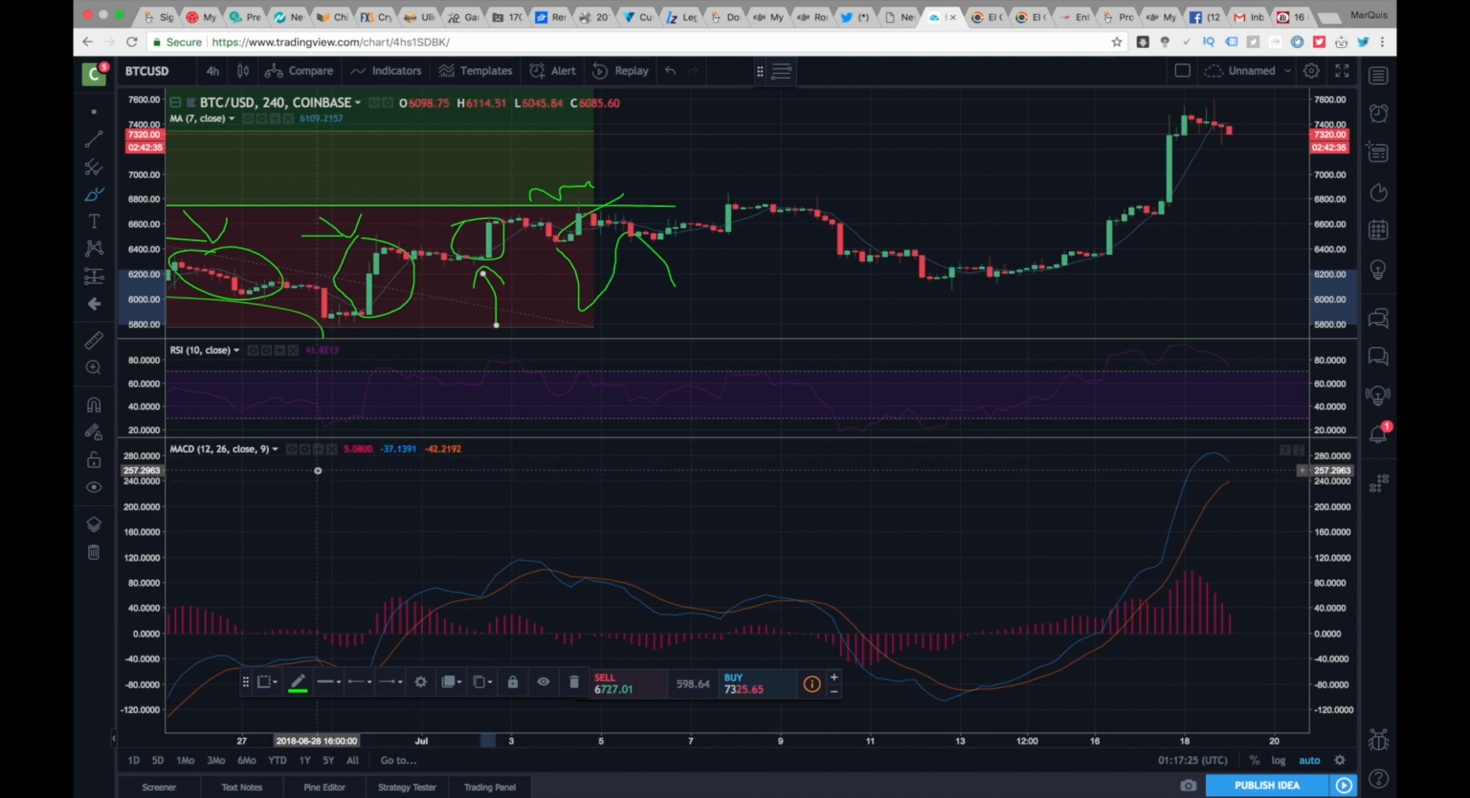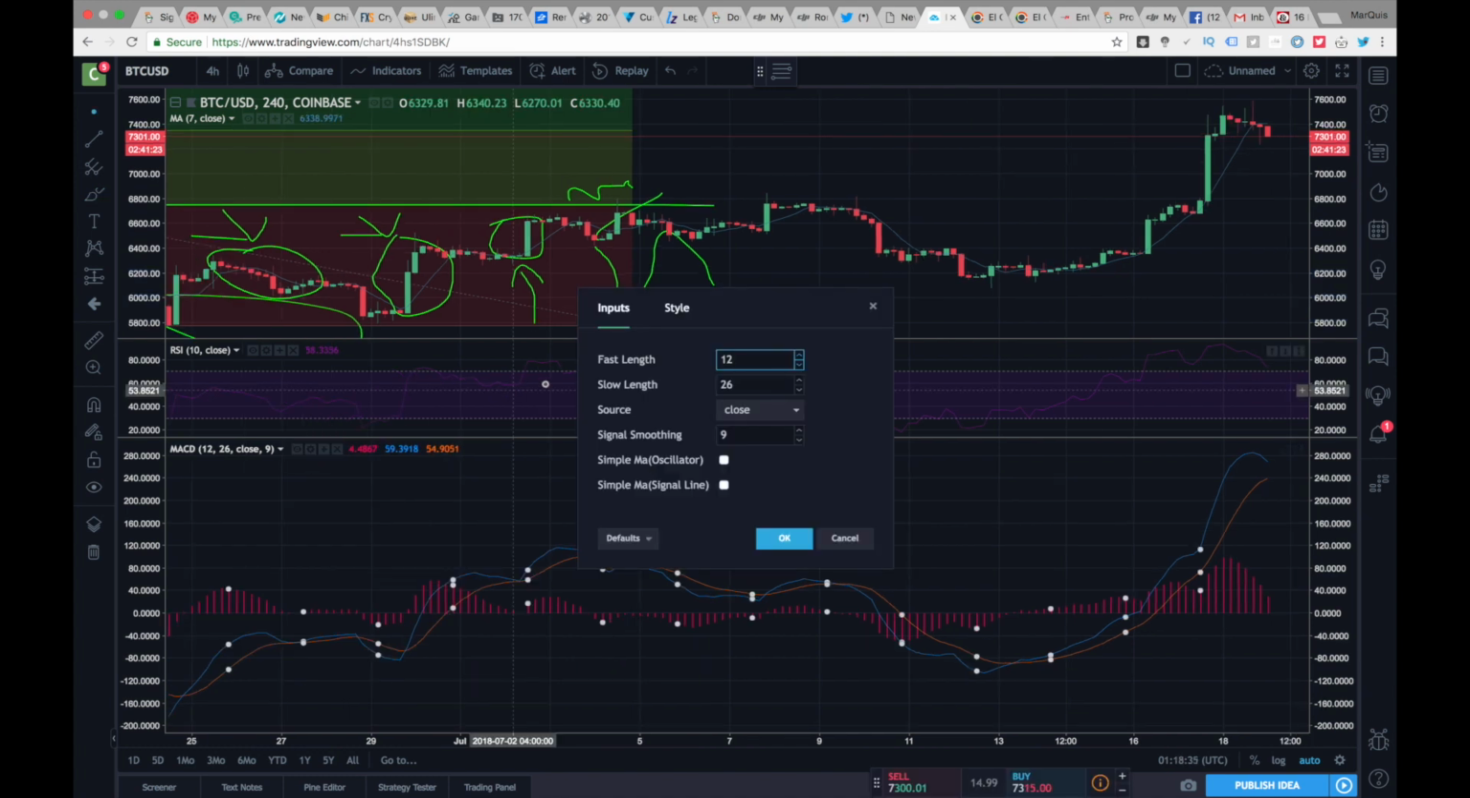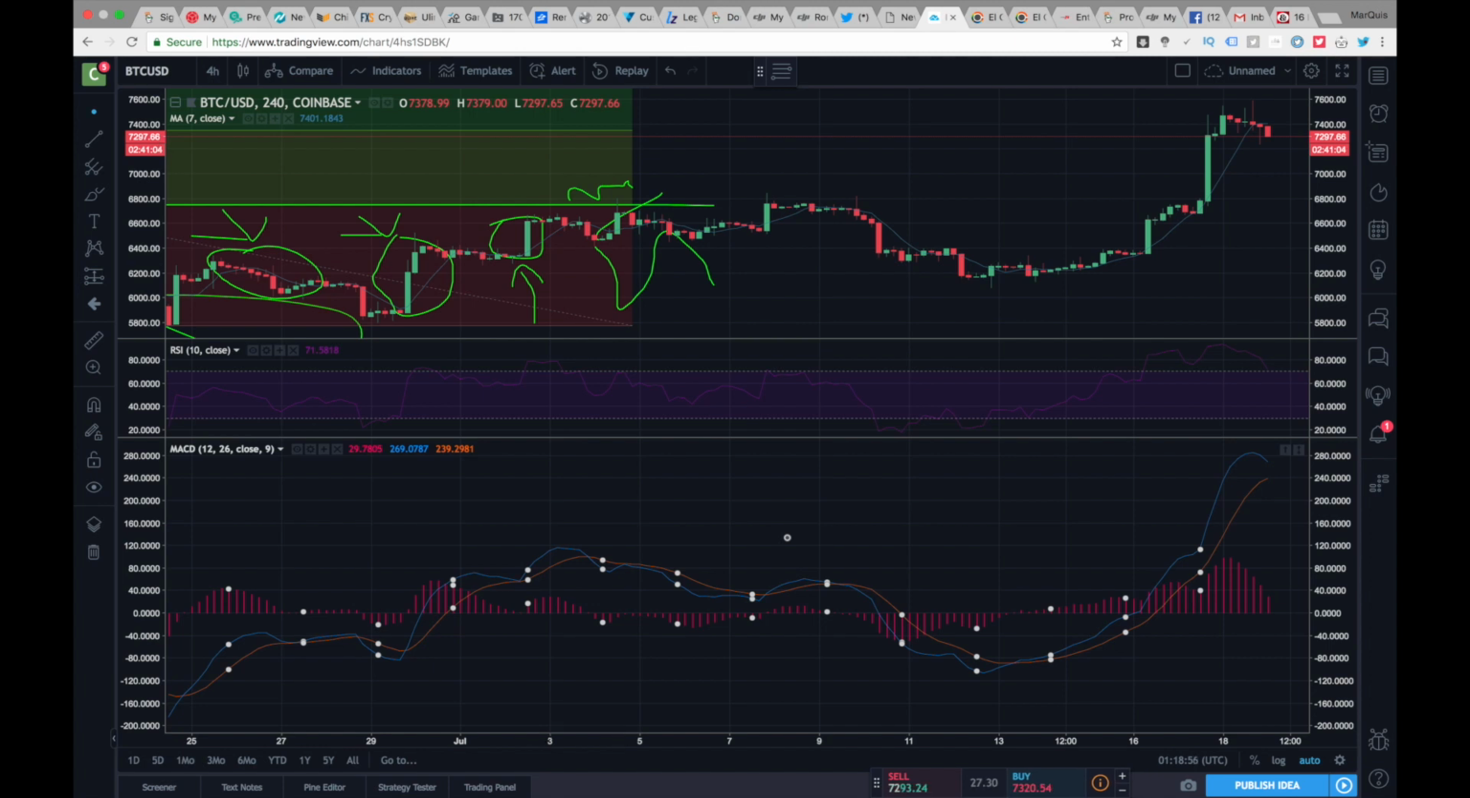All right, I'm going to go to settings. You have to set it if it's not already set. Basically, I'm going to click on the format, go to settings. I want to have my fast length on 12, my slow length on 26 and my signal smoothing at 9. All right, these are day indicators, all right? 12 days, 26 days, 9 days. And then the MACD is going to use this indicator and give us our price action, all right?